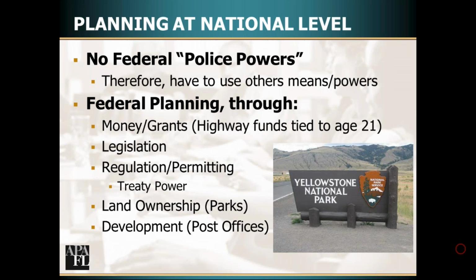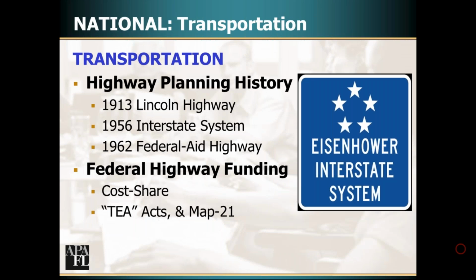They can do it through legislation, like the Clean Air Act and Clean Water Act. They can do it through regulating and permitting, such as through treaty power. This is why we have special laws on migratory birds, because of international treaties between Canada, the U.S., and Mexico. The federal government can also do it by ownership, which is what they do with parks, and through development. They build post offices, things like that. So they have a number of other powers they can use even though they don't have police power.